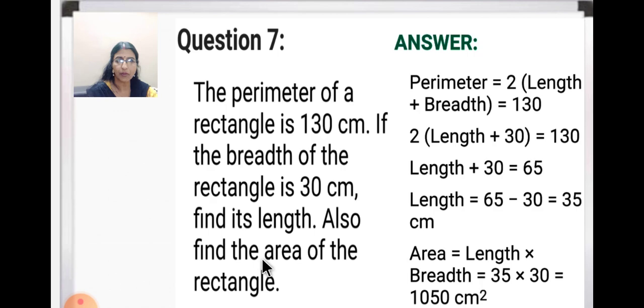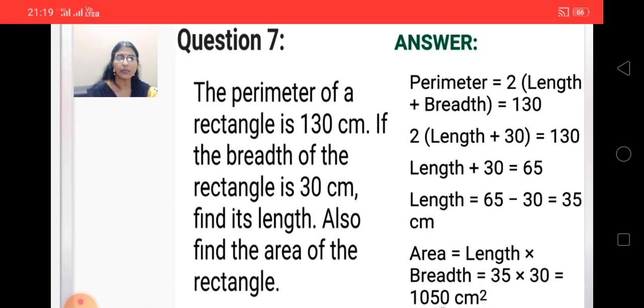Now the next step, we have to find out the area. So area is equal to length into breadth. We know the length, just now we have calculated 35, and breadth is given, 30. So when we multiply these two numbers, we'll get 1050 centimeter square.